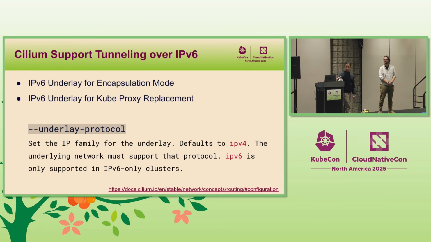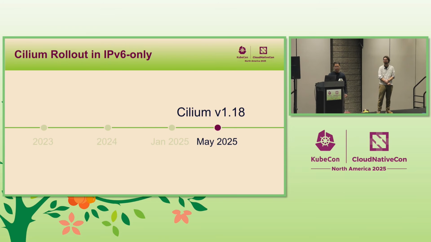For the last release specifically, there are two things that are highly relevant for us. They added support for IPv6 underlay encapsulation mode and kube-proxy replacement. To enable this, it's very simple. Cilium introduced a new flag called underlay protocol, which enables support for tunneling over IPv6. By default, this flag points to IPv4, but if we want to enable IPv6 tunneling, we can set it to IPv6. Cilium 1.18 was released in May 2025, and we immediately tried it out in our test environment.